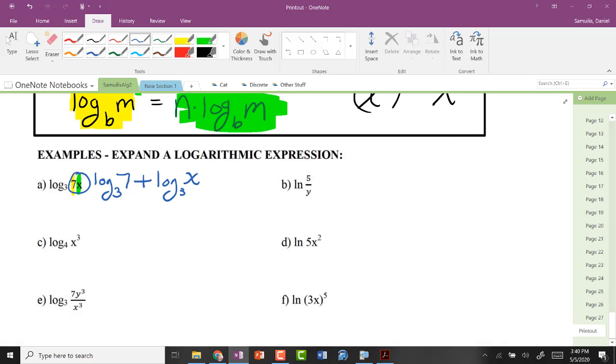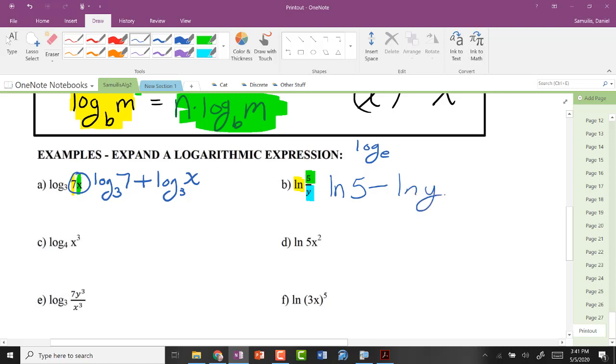Okay, now logarithms and natural logs are the same thing, because remember that natural logs mean log base e, so it's the same rules. Nothing happens just because I change this to a natural log. How many terms do I have? Two terms. How many logarithms should I have? Two. So natural log of 5, it's division, minus natural log of y.